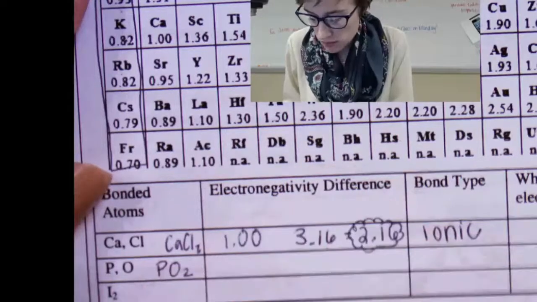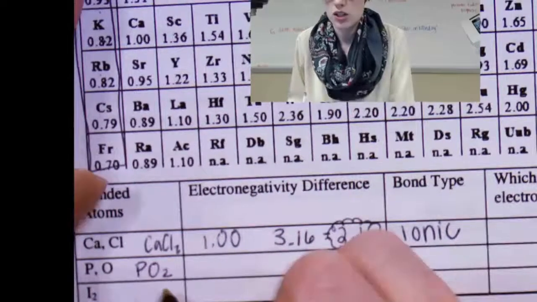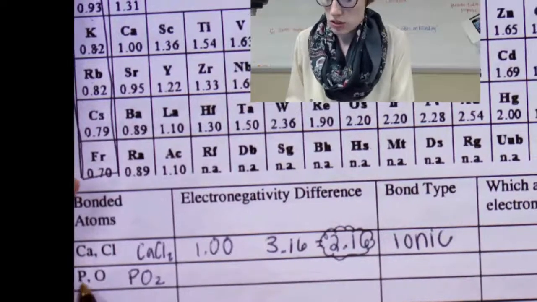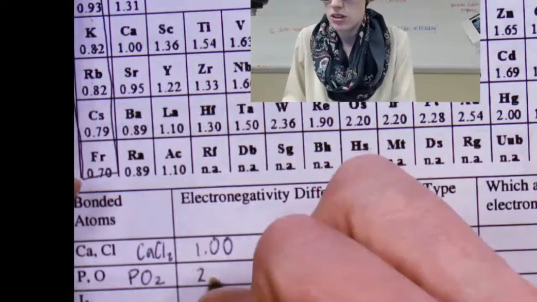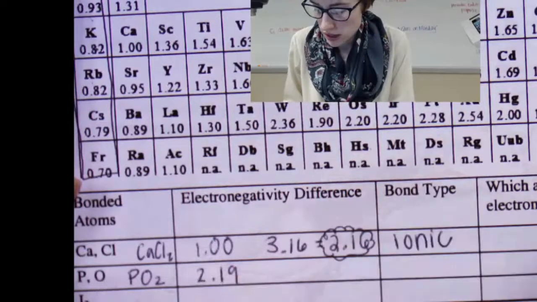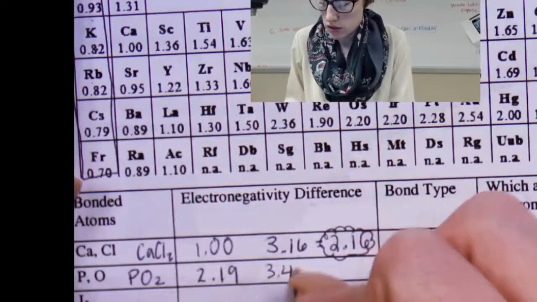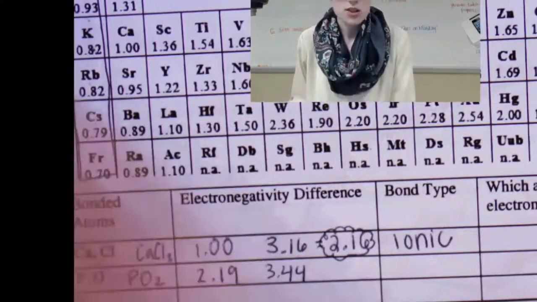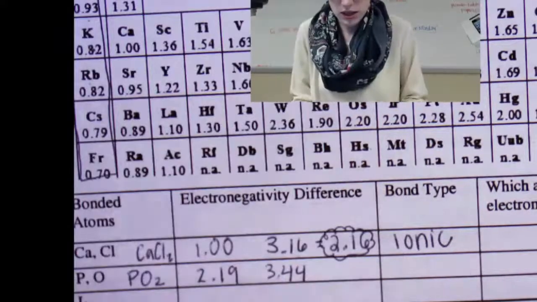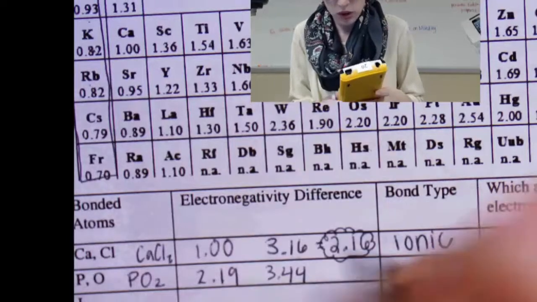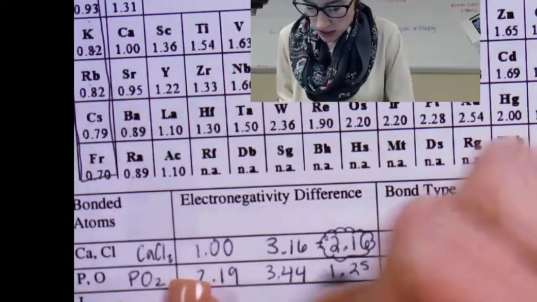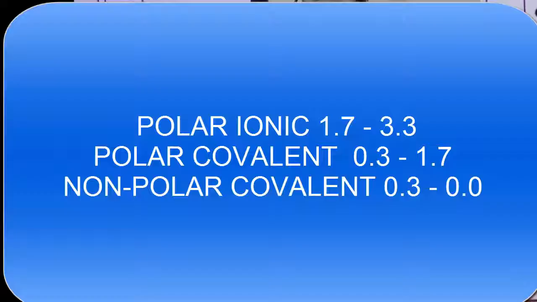Phosphorus and oxygen form a compound called PO2. What's the difference between electronegativity? Well, we know phosphorus has an electronegativity of 2.19. Oxygen has an electronegativity of 3.44. So when I put that into the calculator, I do 3.44 minus 2.19. And so my difference is 1.25. Whenever you get a difference that's between 0.3 and 1.7, we say that they're sharing electrons. It's a covalent bond, but they're not sharing it equally. So we say it's polar covalent.